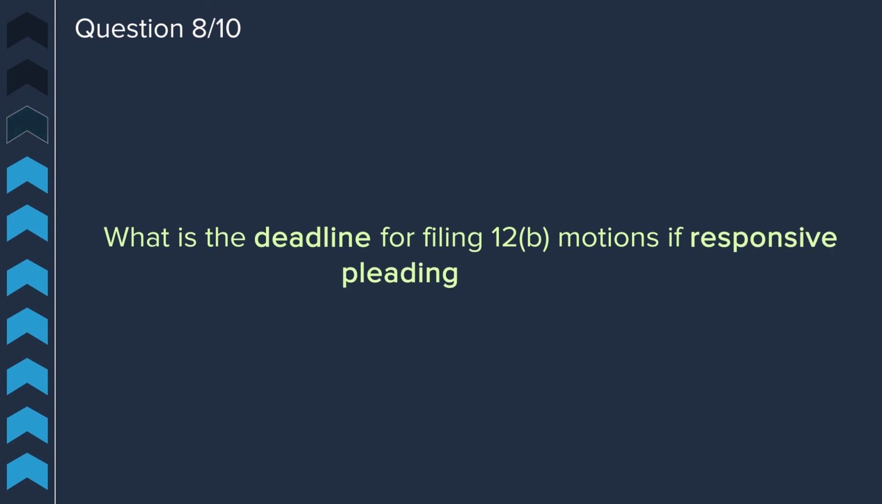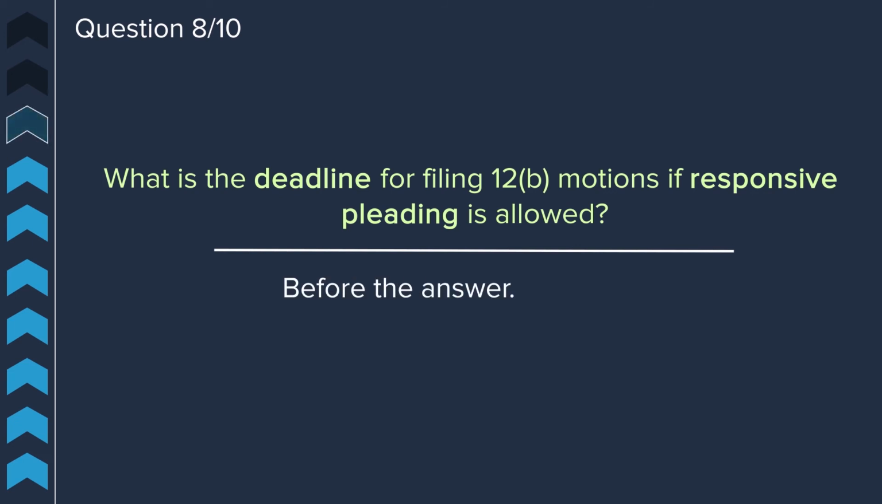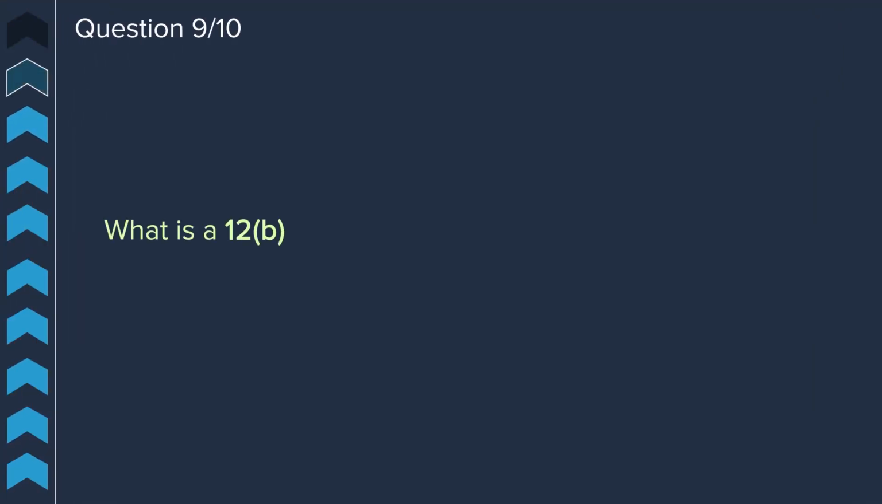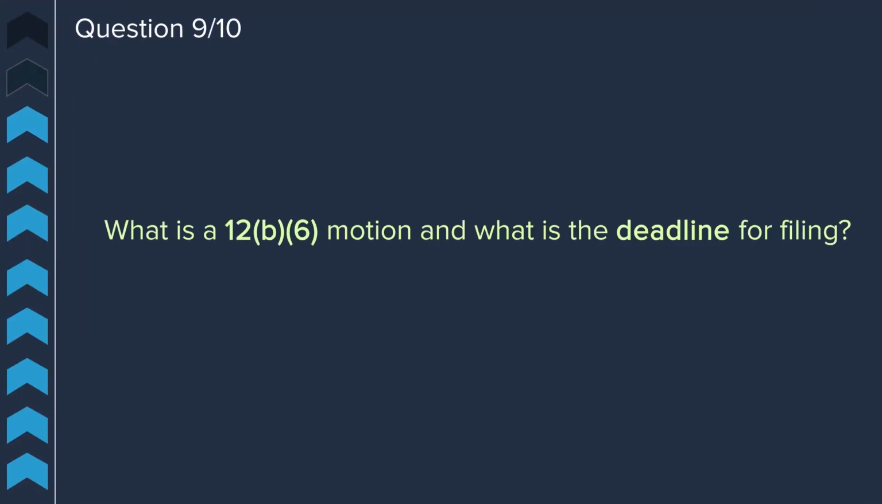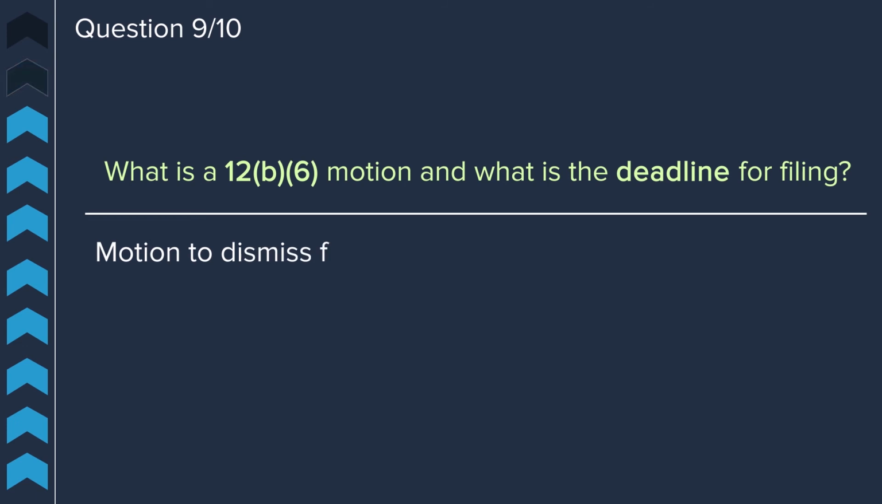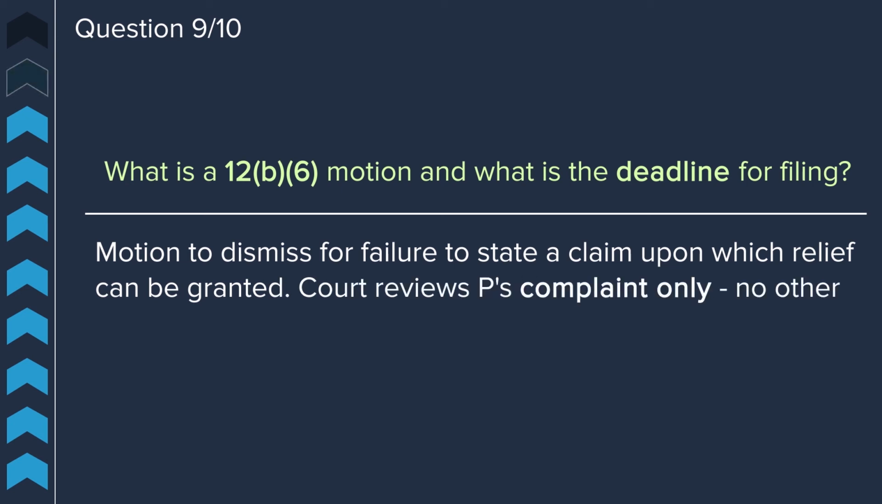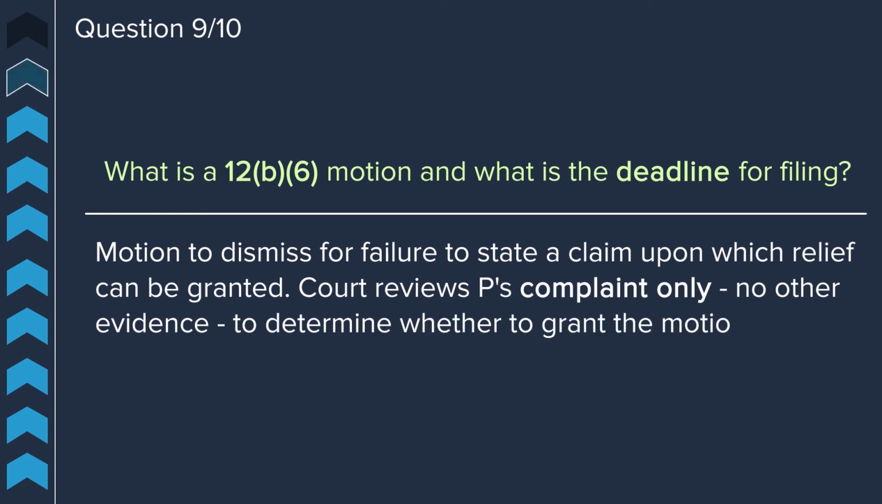Question 8. What is the deadline for filing 12B motions if responsive pleading is allowed? Before the answer. Question 9. What is a 12B6 motion and what is the deadline for filing it? A 12B6 motion is a motion to dismiss for failure to state a claim upon which relief can be granted. The court reviews the plaintiff's complaint only, no other evidence, to determine whether or not to grant the motion. And this must be filed before the defendant files their answer.